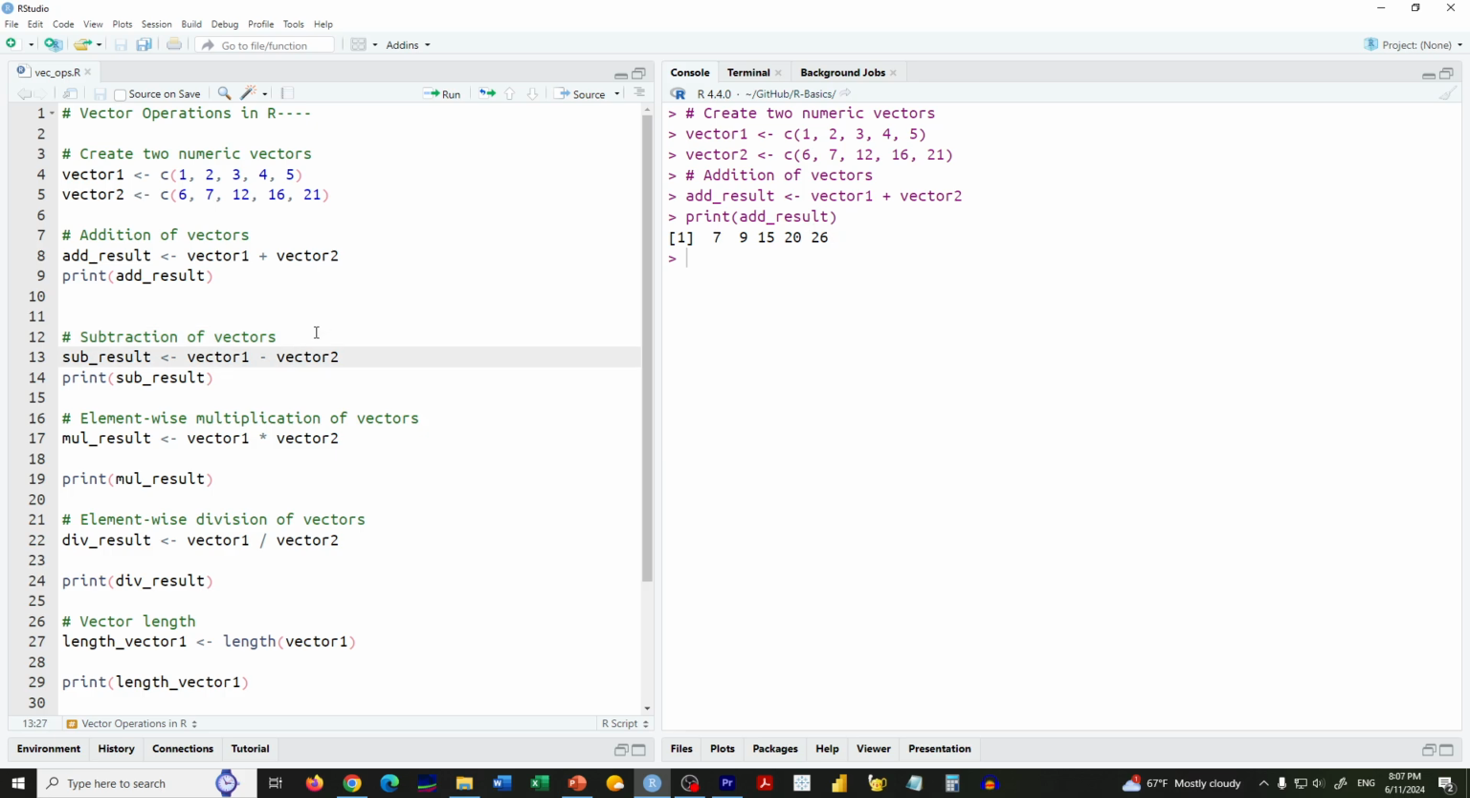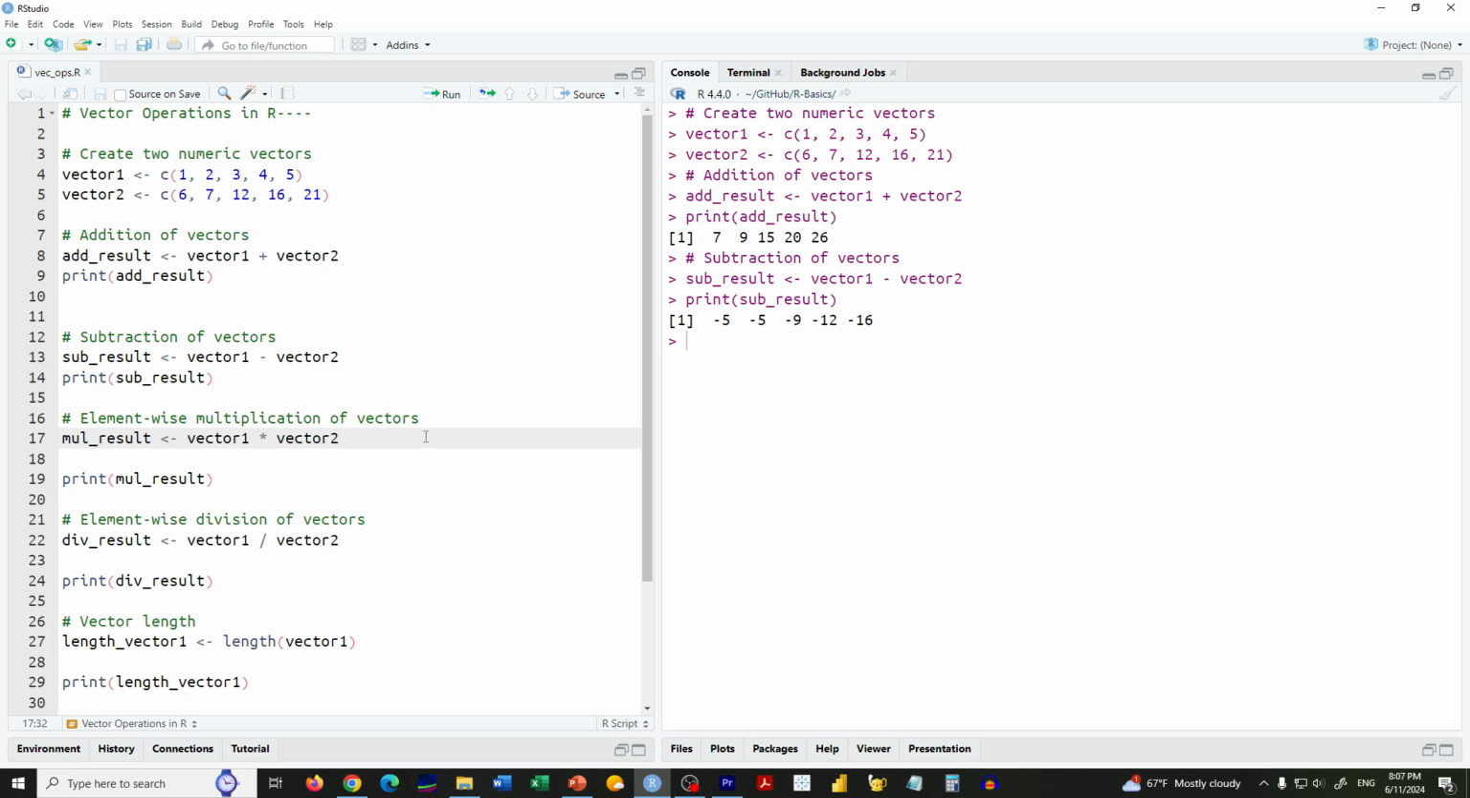Next, we look at the subtraction of the vectors. We store the elements in sub_result and we subtract these two vectors. When we print the results, we see that the first element of vector 2 is subtracted from the first element of vector 1 and you get the result like this, -5.